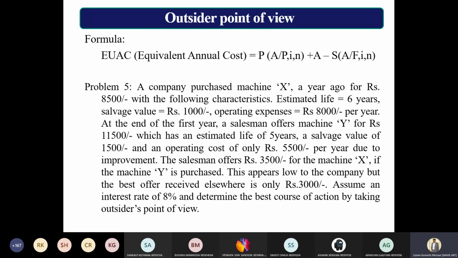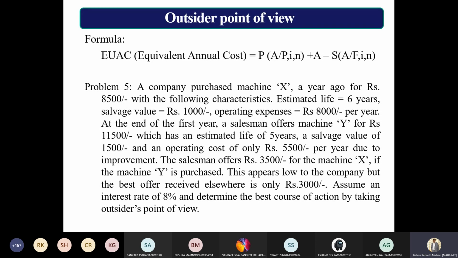In the previous example, I told you that if you don't get a better offer, like you go to Maruti, they ask the price as 1,50,000, but you're looking for 2 lakhs and you sell it outside. In this case, that opportunity is not there because the best offer you received was only 3,000. Now the company itself is offering much better, 3,500, right? Maruti itself is offering 2 lakhs, whereas outsiders are offering you only 1.5 lakhs. So you have to decide whether to exchange the machine or not.